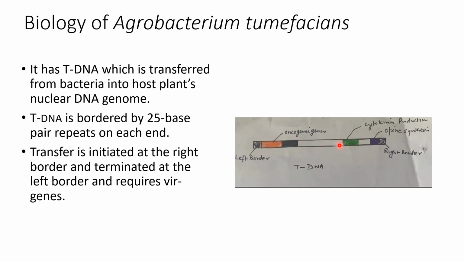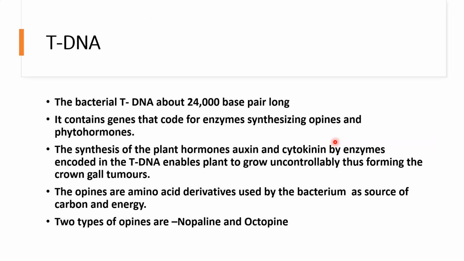So scientists had an idea that if we remove the oncogenic genes, which are responsible for causing the tumorous growth, we can insert into this region our gene of interest or foreign DNA, which we want to insert into the other plant. For that transfer, the vir genes are required. So this is the structure of T-DNA, which is responsible for causing the tumorous growth in higher plants.